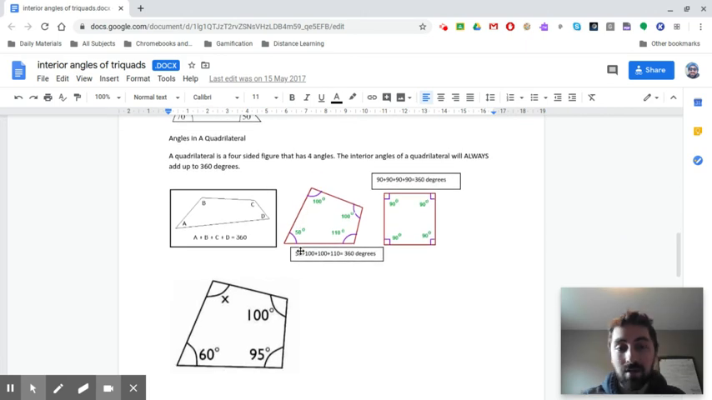Now, the same can be said for quadrilaterals, so anything with four sides, except in this case, it adds up to 360 degrees instead of just 180 degrees. So what we have is all of these angles adding up. If we have a perfect square, that's 90 plus 90 plus 90 plus 90, and that gives us 360 degrees. Same with this example here. Even though it's not a perfect square, all of the angles still add up to 360 degrees.